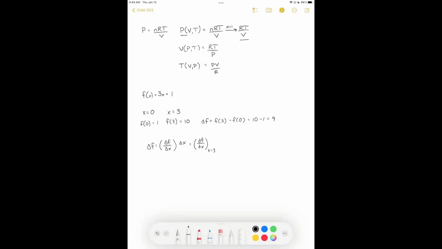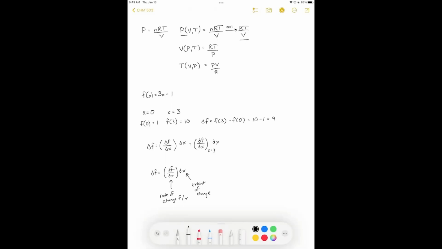Now, in this case, it's a line, so it's the same everywhere, but for more complex functions, that's not the case. And then instead of having a delta x, we'll have a dx. So when we see this kind of language, we can write df is equal to df dx multiplied by dx. And what we're doing is we're saying, what is the rate of change of f with x? And then dx here is going to be the extent of the change.